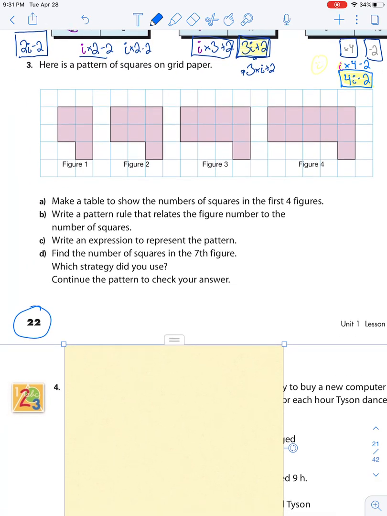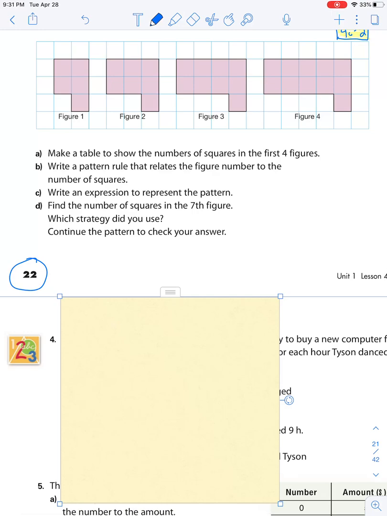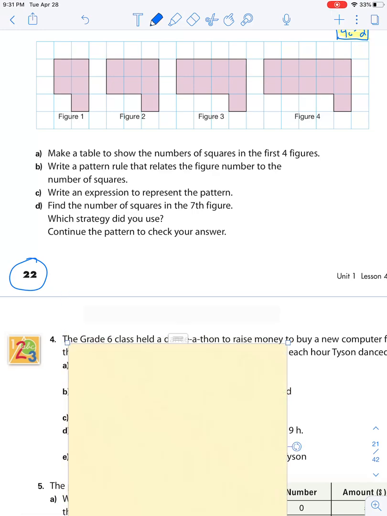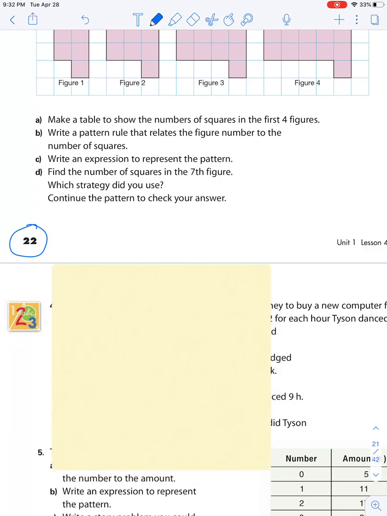All right, here's the pattern on a square grid paper. Make a table to show the number of squares in the first 4 figures. So this is really similar to what we were doing the other day. So I'm going to make my, whoa, that's not what I wanted to happen. Why are you doing this?